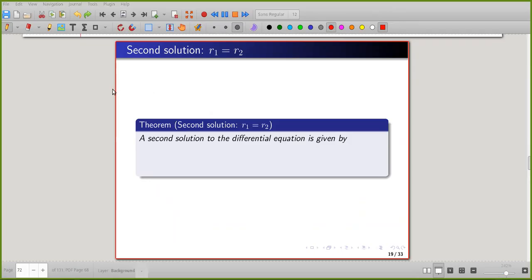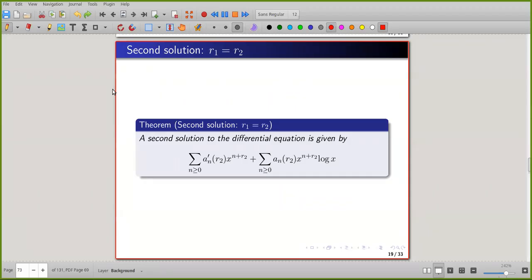So here is the second solution, in the case r1 is equal to r2, when we have equal roots. This is really nice because this time we treated the coefficients a_n as functions. We defined those functions inductively, and then we did a nice trick which gave us a second solution.